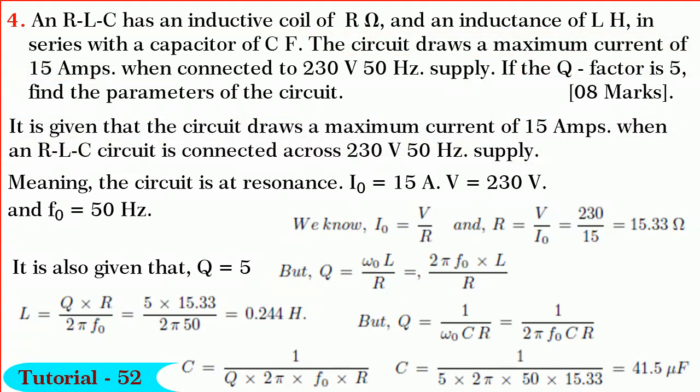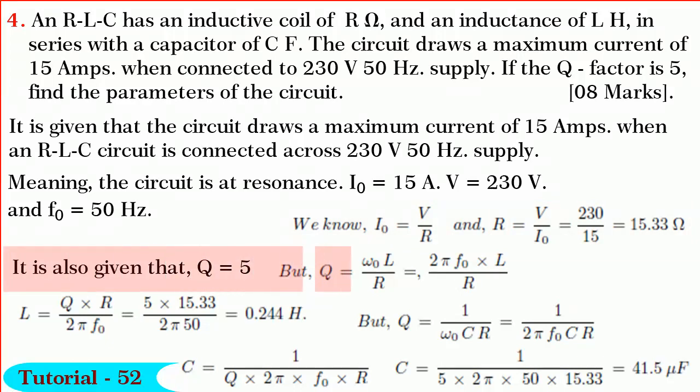What does this mean? When the current is maximum, the circuit will be at resonance. So, I naught is equal to 15 amperes and f naught is equal to 50 Hertz. Now, we know that I naught is equal to V divided by R. Hence, R is equal to V divided by I naught and that is equal to 230 volts divided by 15 amperes and hence R is equal to 15.33 ohm.